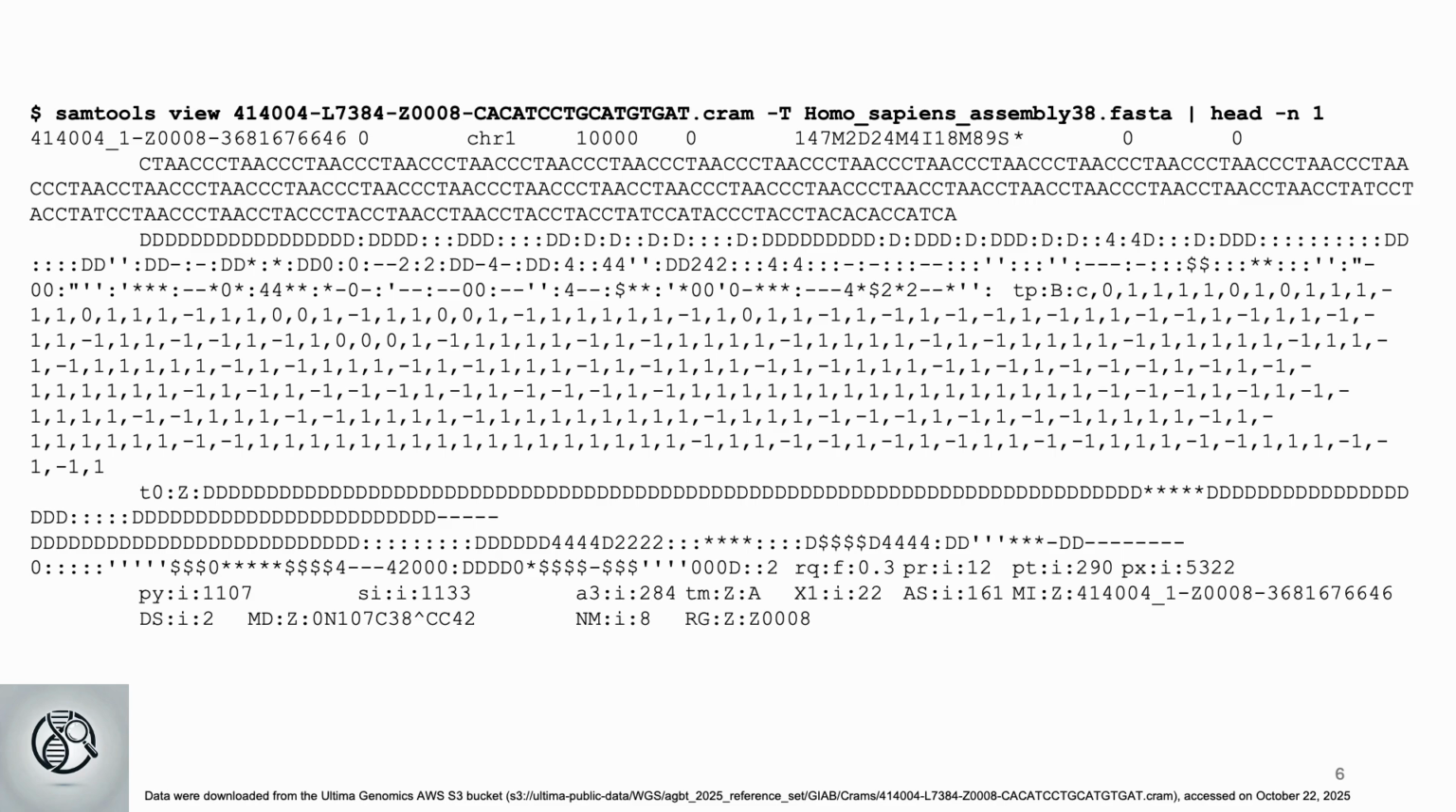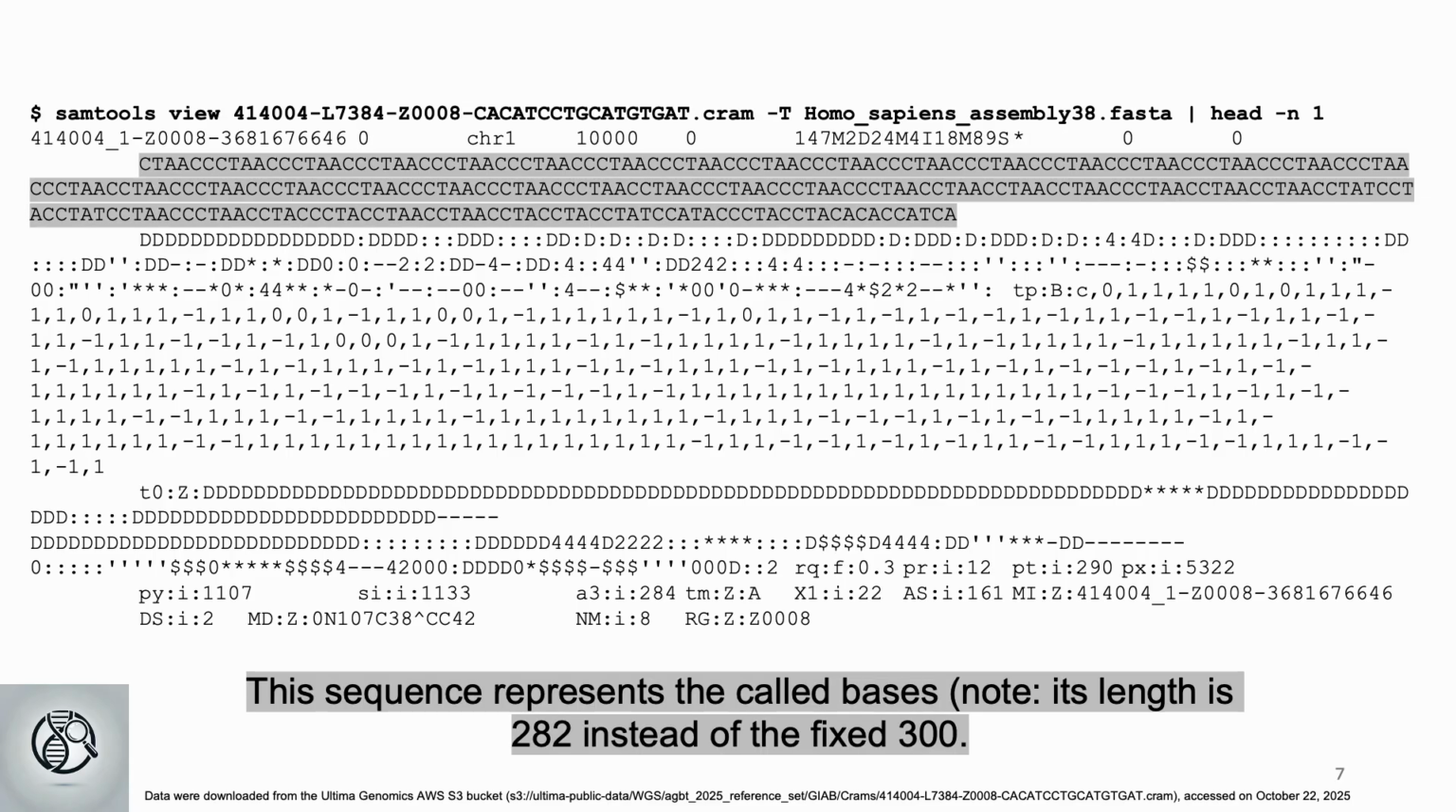A CRAM file contains not only the sequence and quality scores, but also detailed metadata for each read. Today we'll focus on 4 key fields. The first field is the sequence itself. Unlike Illumina, Ultima outputs variable read lengths rather than fixed ones, because the read length depends on the frequency and the length of homopolymers within the sequence.